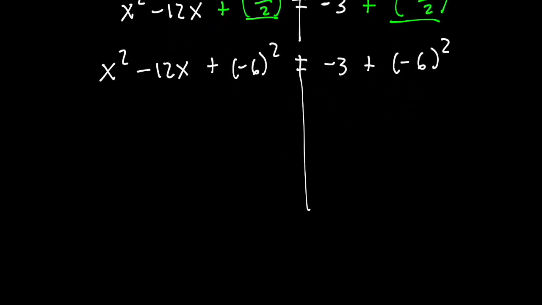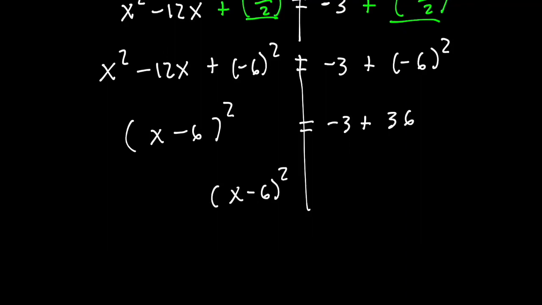On the left, I can exchange the perfect square trinomial for its binomial squared, and I can do that by grabbing x and the negative 6. So I have x minus 6, and on the right hand side we have negative 3 plus negative 6 squared. That's going to give me a 36. Simplifying this, I have the statement x minus 6 quantity squared equal to positive 33.